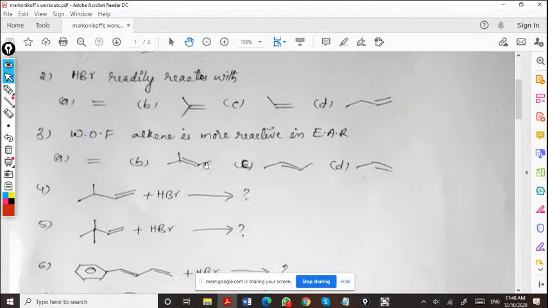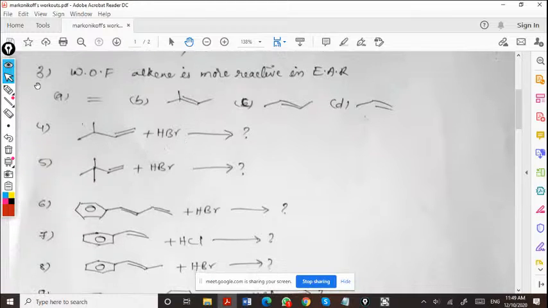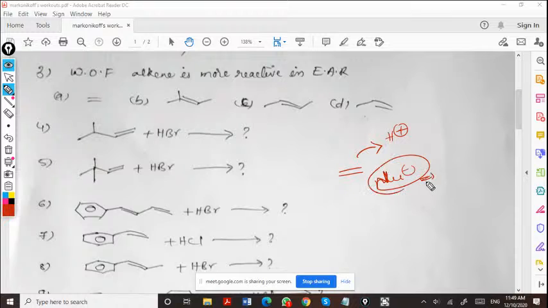Next, which of the following alkenes is more reactive? So in electrophilic addition, when it needs to attack the electrophile, the olefin must act as a nucleophile. The more the nucleophilicity of the olefin, the more will be the reactivity. So for nucleophilicity it must be electron rich.